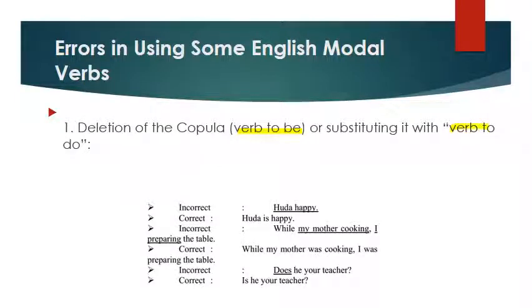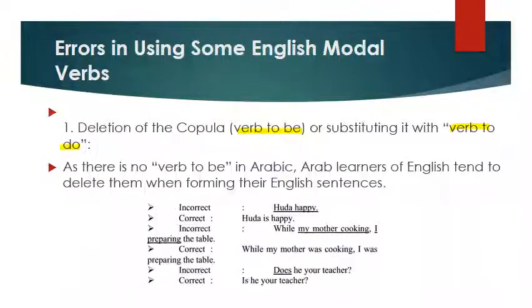Sometimes they just delete the verb to be, or they replace or substitute it with the verb to do. Example, here we have Hoda happy. Okay, Hoda happy. This is again a literal translation from Arabic. We say in Arabic, Hoda Saida. This is the alternative form of this incorrect English form. It should be Hoda is happy.